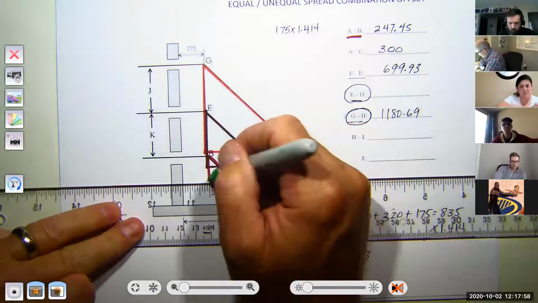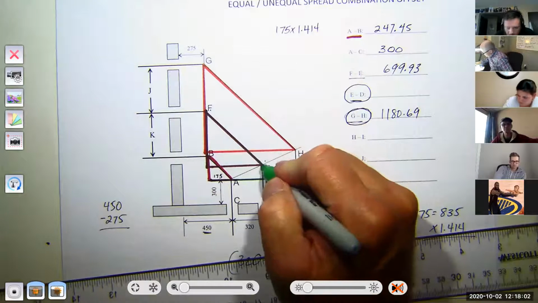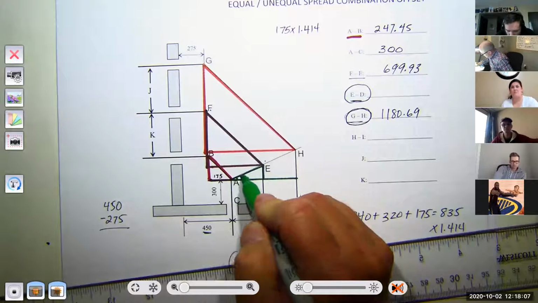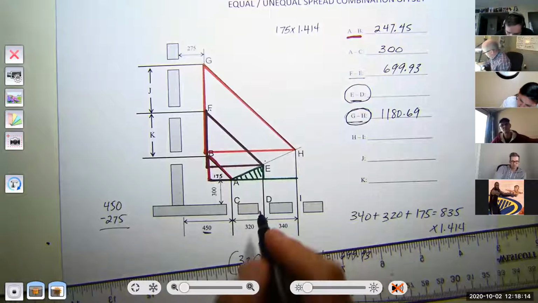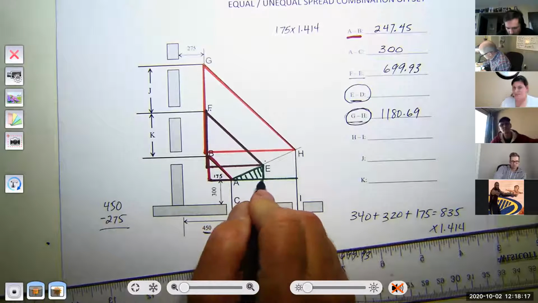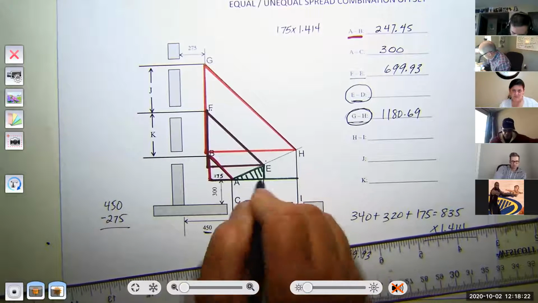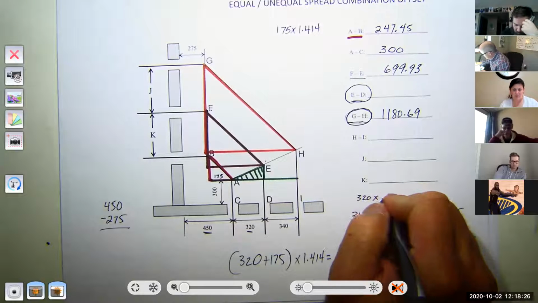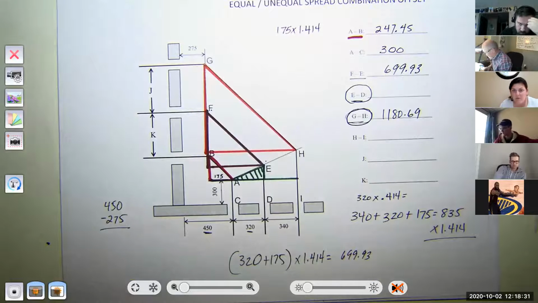And because this is 45s, I just created a 22.5 degree right angle triangle right there. So I could take this run of 320, this run, 320, and multiply by 0.414, which is the 22.5 degree tangent.